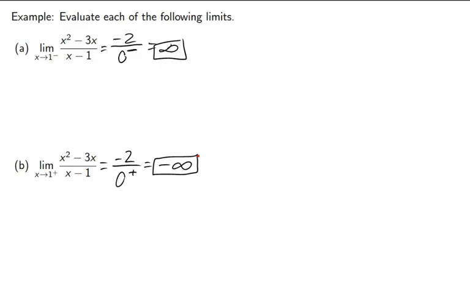Sometimes it doesn't make any sense if there's not a symbol. So if we weren't looking at it for a left and a right, you might have to check both the left and the right and make sure that they're the same. Either way, as soon as you get the 0 in the denominator and a non-zero in the numerator, just figure out the sign of these values, and then that's the type of infinity for your answer.